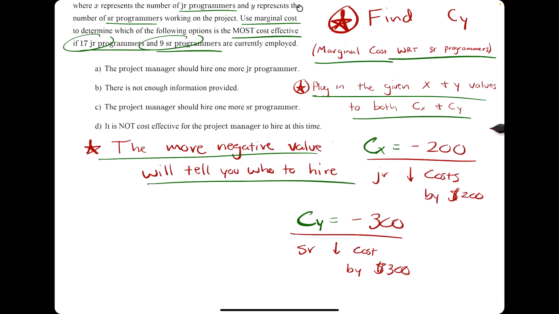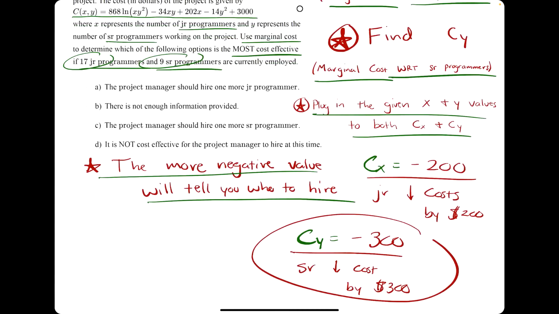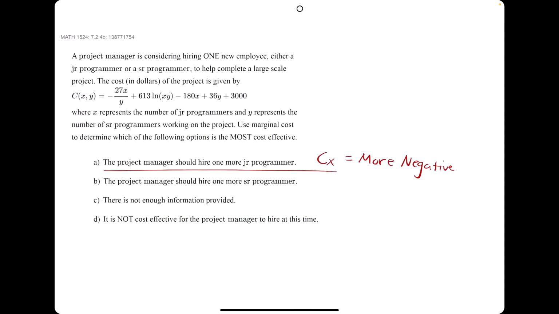So that's what I mean by the more negative value will tell you who to hire, because if we have the more negative number, that's going to make the company's costs go down more, which means it'll be more cost effective to hire a senior programmer. So if the answer is hire one more junior programmer, what that means is that Cx was the more negative value. If the answer is hire one more senior programmer, then Cy was the more negative value.